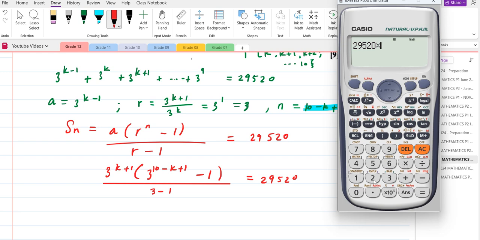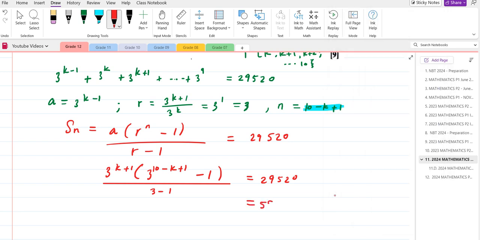29,520 multiplied by 2, I'm getting an answer of 59,040. Right, and now for this one we distribute in the bracket. What happens when we distribute in the bracket? 3 to the power k, we add the powers, so we get 3 to the power k plus 1, plus 10 minus k plus 1 minus 3 to the power k plus 1, because I distributed this in the bracket.